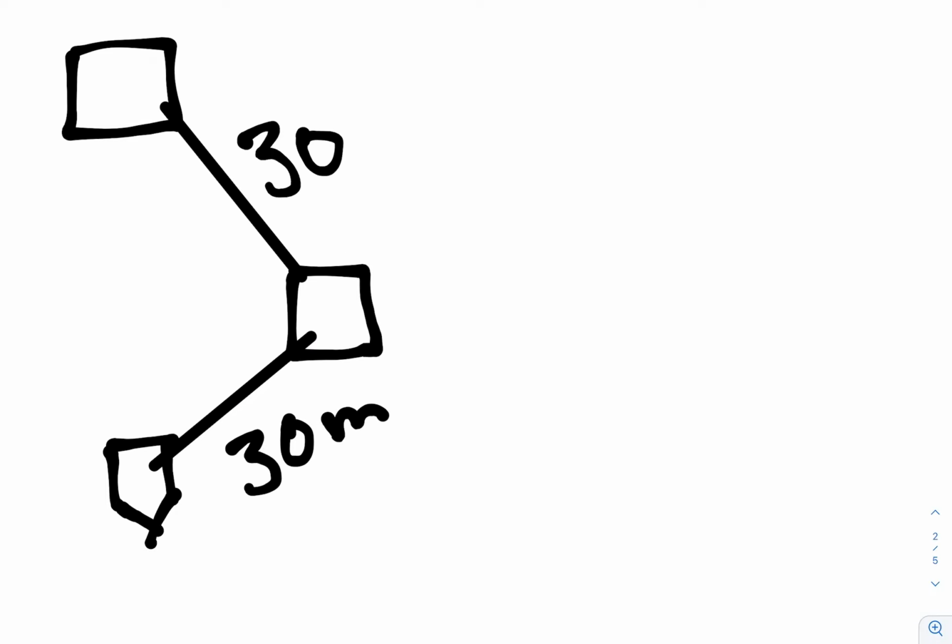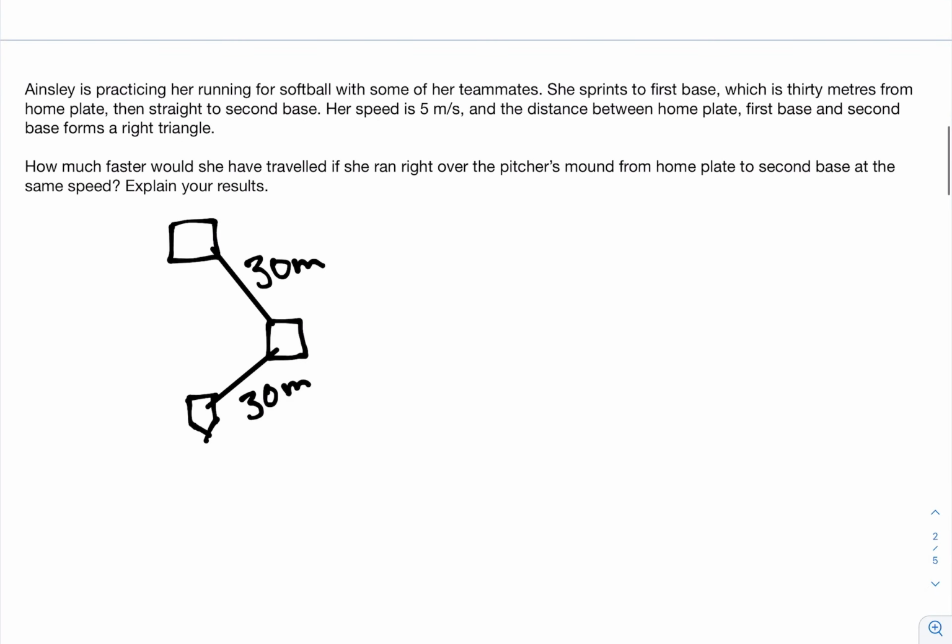and assuming they're the same distance away from first to second as it is from home to first, that's also going to be 30 meters. Okay, so we know that she's traveling 5 meters per second. If she takes this route, how long is it going to take her? The original route, how long is it going to take her to get to second base?